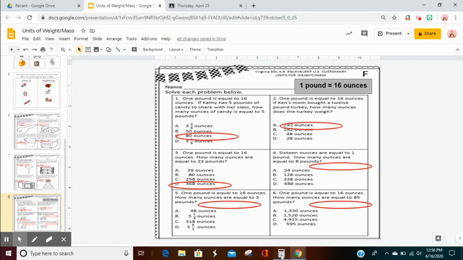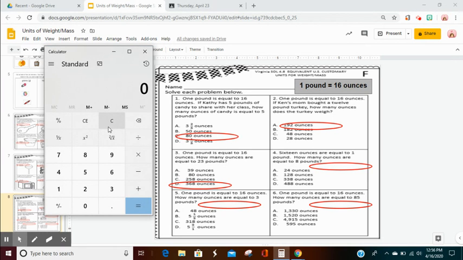Number 4. 16 ounces are equal to 1 pound. How many ounces are equal to 8 pounds? So they're giving us the pounds. That's the big unit. We have to find the small. So we are going to multiply 8 pounds times 16. 8 times 16. 128 ounces.